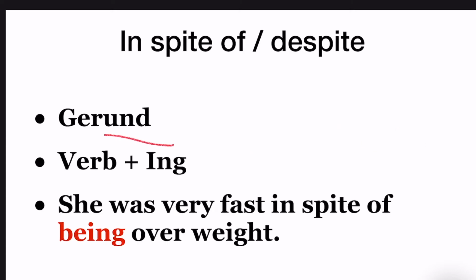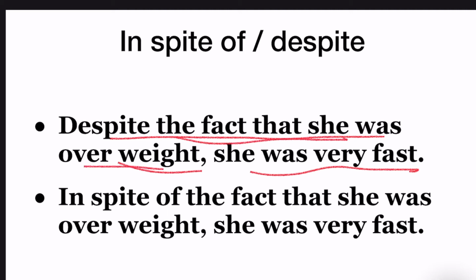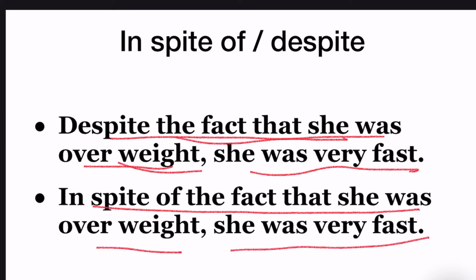Next, gerund. Gerund is verb plus ing. She was very fast in spite of being overweight. Despite the fact that she was overweight, she was very fast. Here we have used a different structure: the fact that she was overweight. The next sentence, in spite of the fact that she was overweight, she was very fast.